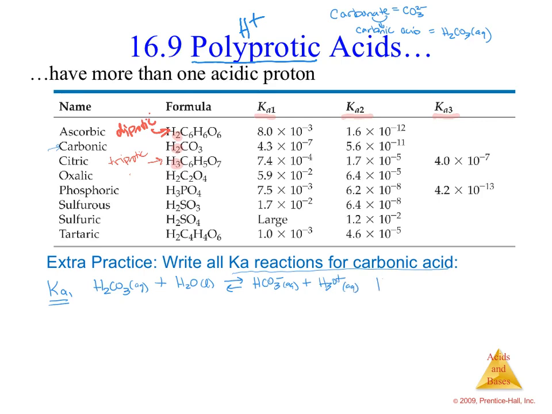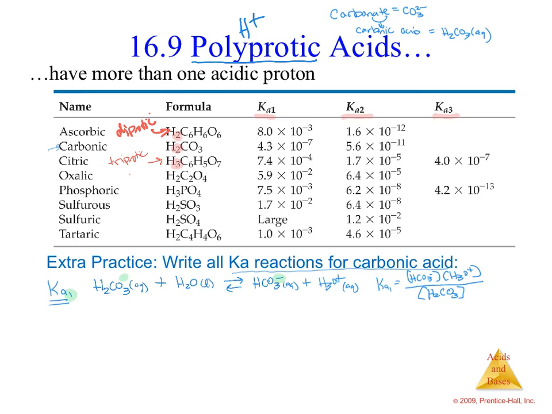And so I can see my expression for Ka1 is bicarbonate, HCO3 minus, times hydronium, divided by H2CO3. We leave out liquid water. So that's my Ka1 reaction. In Ka1, I'm going from the neutral species, so there's no charge here, to the minus 1 ion.